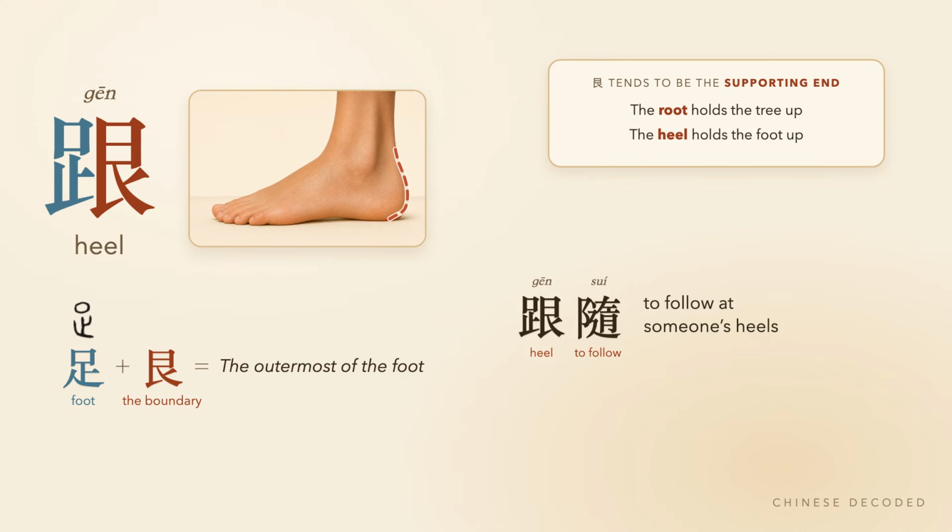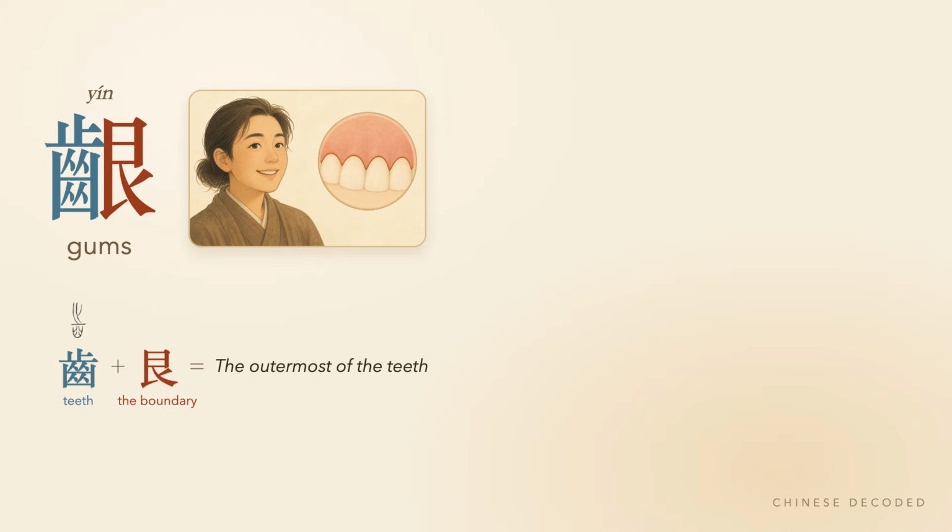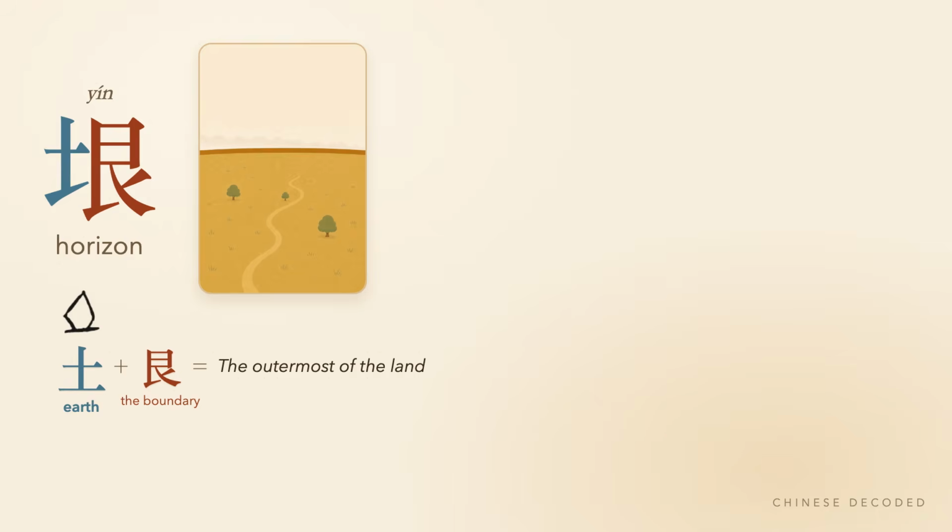跟随: the heel, plus 随 to follow. To follow at someone's heels, the modern way to say to follow. The gums: the teeth plus the boundary, the outermost of the teeth, the rim of flesh they are set in, the gums. 牙龈, tooth plus gums, the modern word for the gums. Another character: earth plus the boundary, the outermost of the land, the horizon. 无垠, without a horizon, no edge in sight, boundless.